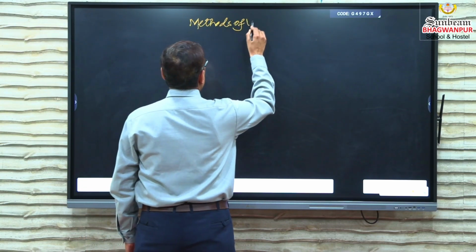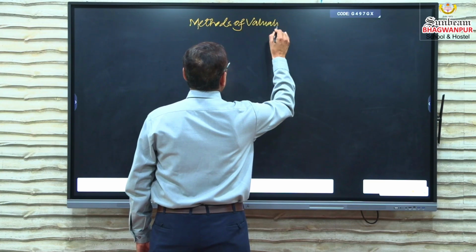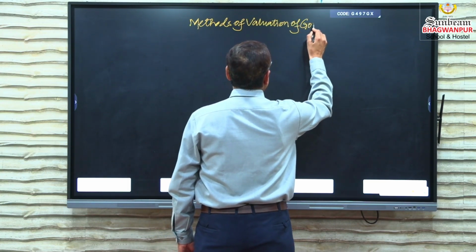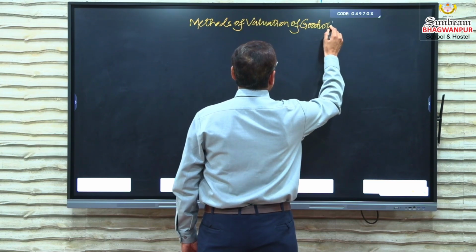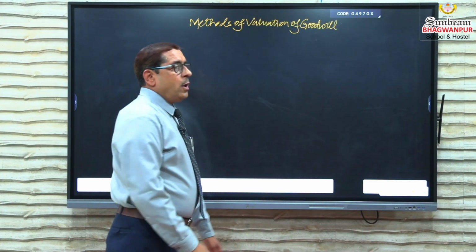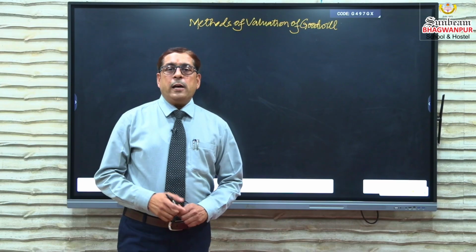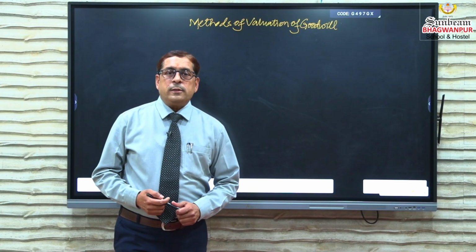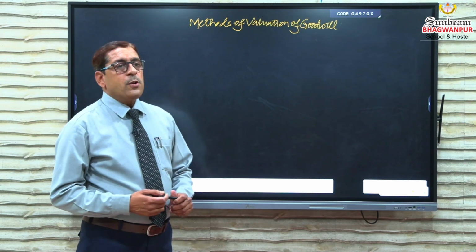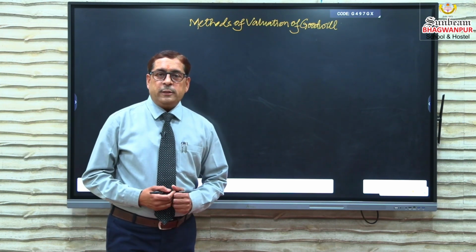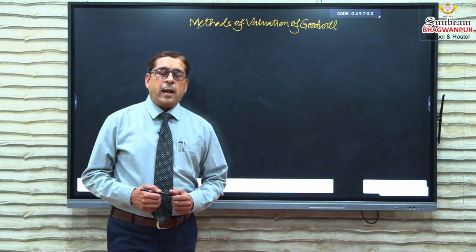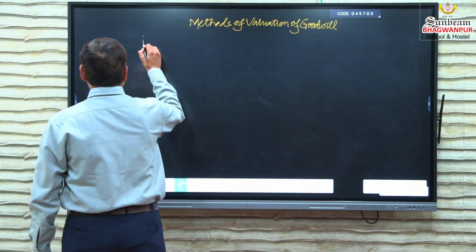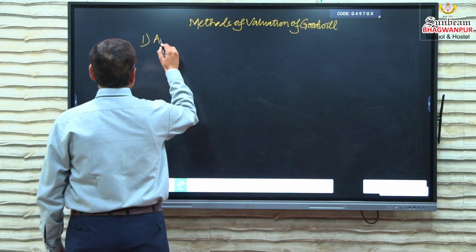Methods of valuation of goodwill. We have studied there are 3 methods of valuation of goodwill. One is average profit method, second is super profit method, and third is capitalization method. Taking the first one, that is average profit method.